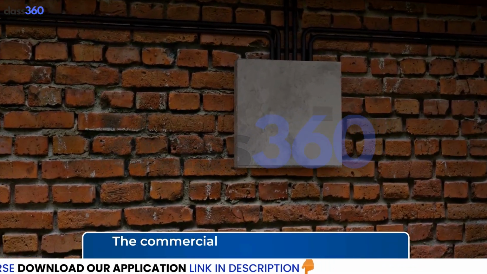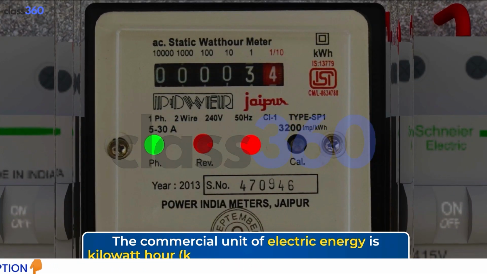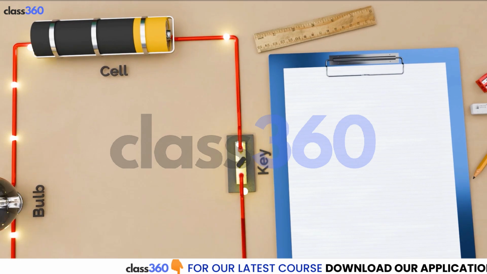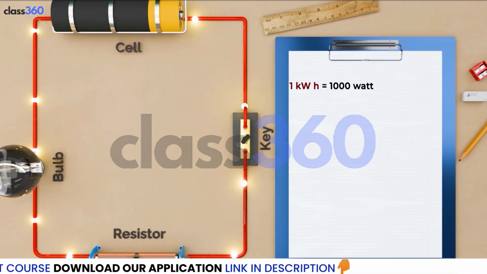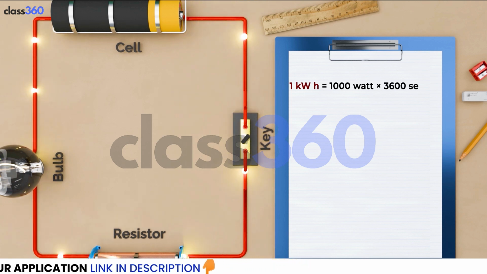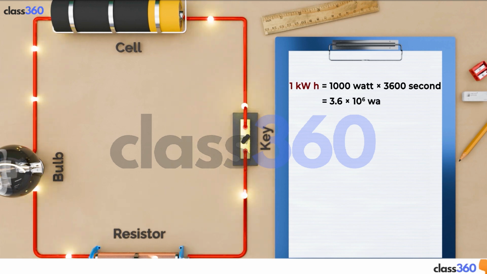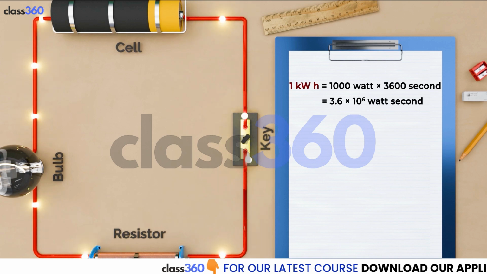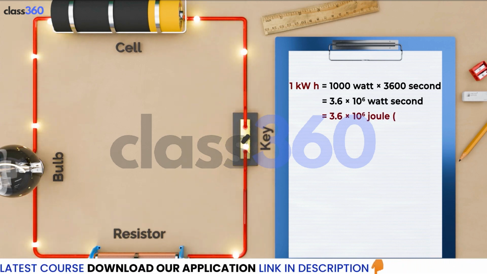The commercial unit of electric energy is kilowatt hour, that is kWh, commonly known as unit. 1 kWh is equal to 1000 watt into 3600 second, means 3.6 into 10 raised to power 6 watt second. And in joule, we can write it as 3.6 into 10 raised to power 6 joule.